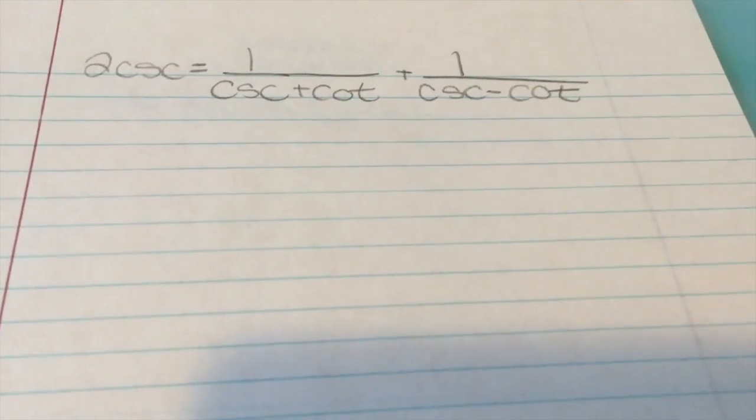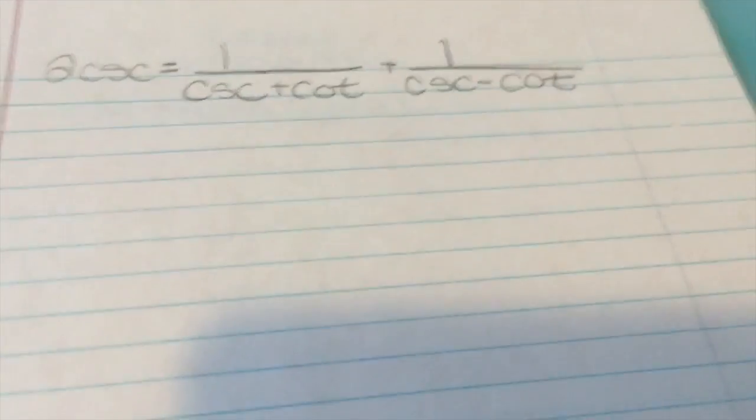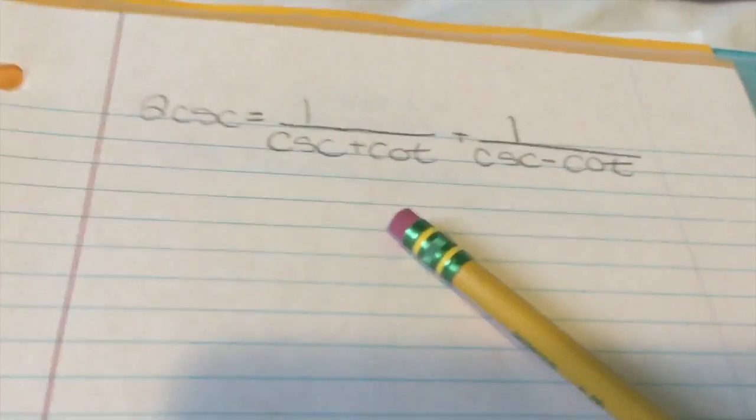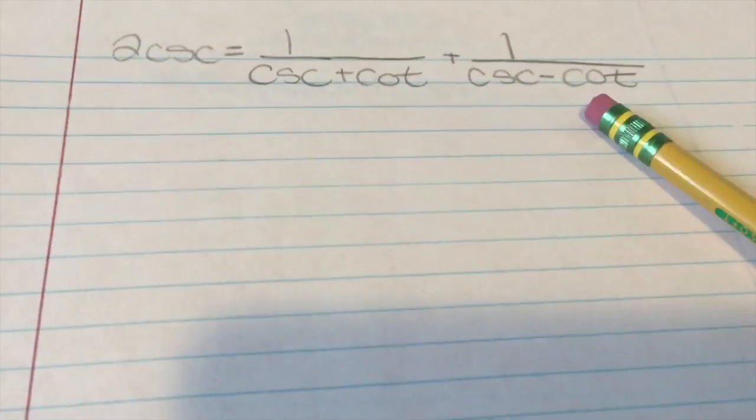Okay, so our problem is 2 cosecant is equal to 1 over cosecant plus cotangent plus 1 over cosecant minus cotangent. Now, I want you to breathe. Don't worry. This is why I'm here. I'm going to help you do this. You're going to be a master. Just breathe. Relax. Our first step to verifying this trig identity will be multiplying each of the denominators by the opposite, because as you can see, cosecant plus cotangent is missing cosecant minus cotangent.